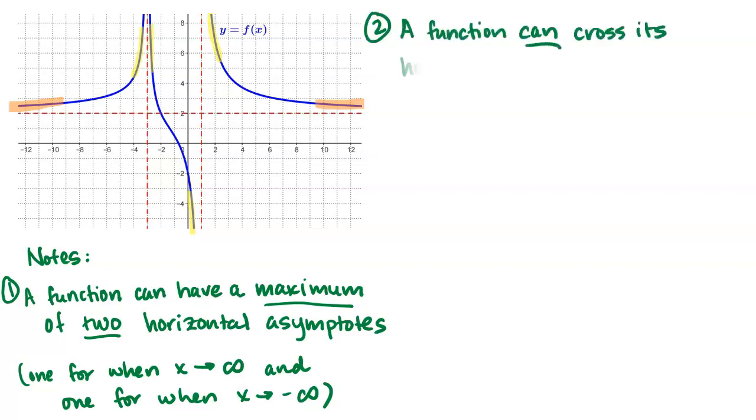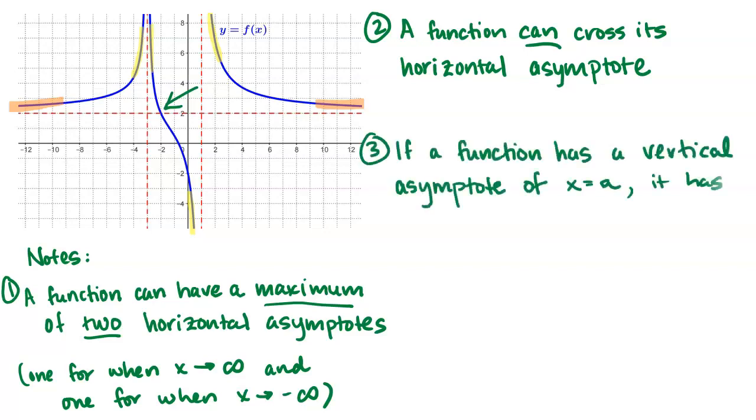Second thing to note, a function can cross its horizontal asymptote. Look, it does it right here when x equals -2. The definition of a horizontal asymptote only has anything to do with what happens when x gets very large positive, or when x gets very large negative. Anything else can happen for values of x in the middle of those. The function is welcome to cross its horizontal asymptote as many times as it wants.